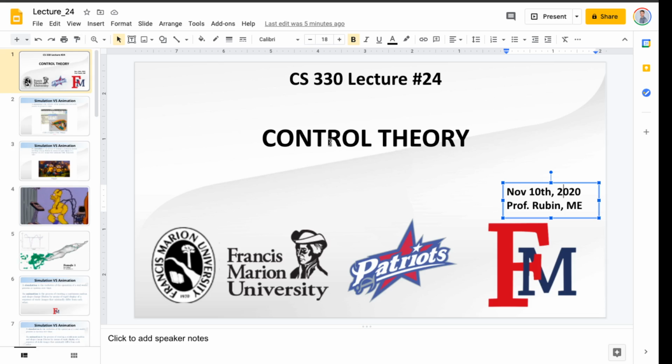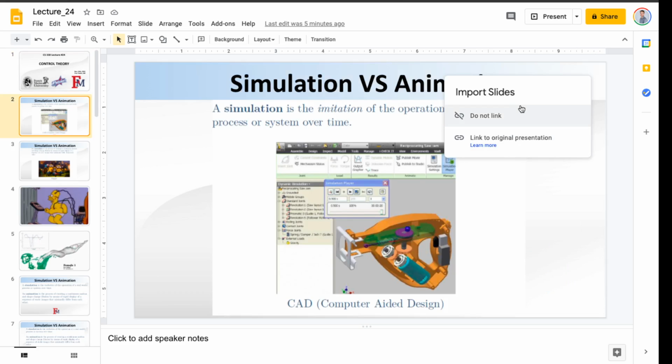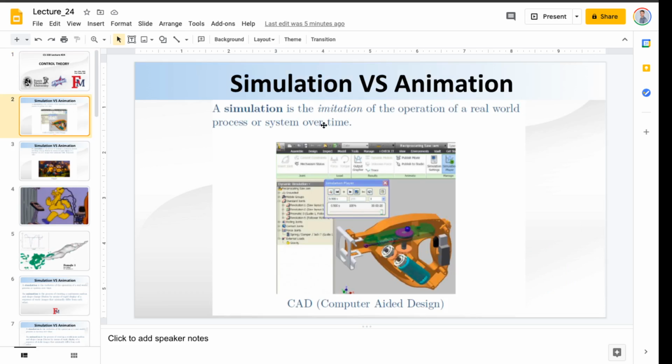Anyway, today we'll be talking about control theory, and first off, we'll talk about what is simulation and what is animation. I'm going to introduce a couple of terms which you will definitely need for the final exam. Simulation is an imitation of the operation of a real-world process or system over time. Simulation is something which is run on your computer and it imitates as closely as possible a real-world process.